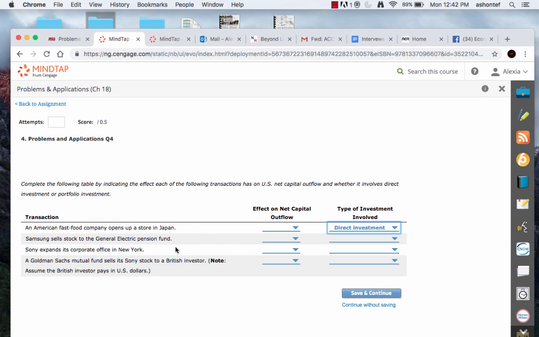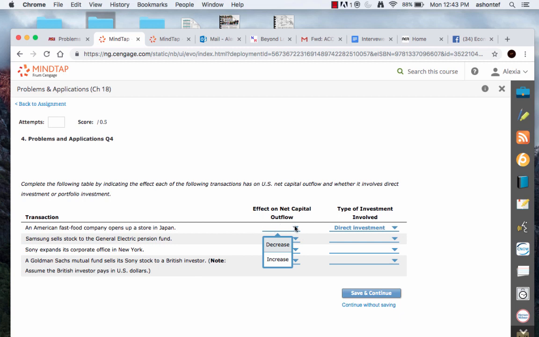So what you want to now do is figure out, okay, what impact will that have on capital outflow? So let's just do the first one. This says an American fast food company opens up a store in Japan. Net capital outflow is the difference between purchase of a U.S. resident purchasing a foreign asset, minusing out foreigners purchasing U.S. assets in the U.S. So this is an American fast food company opening up a store in Japan.